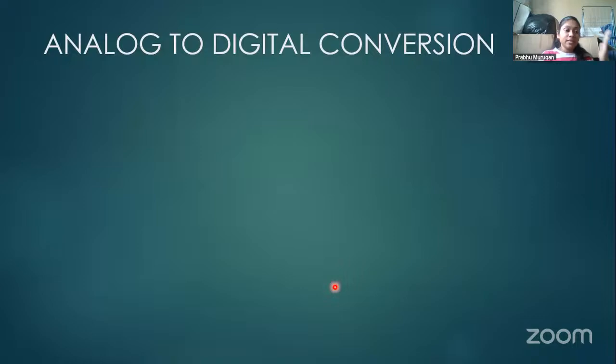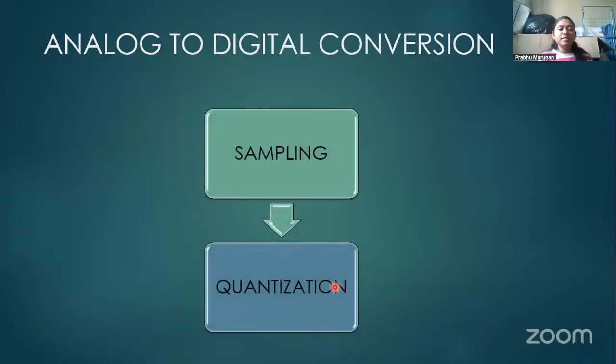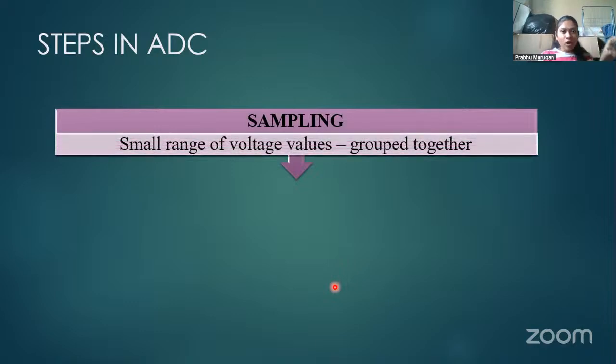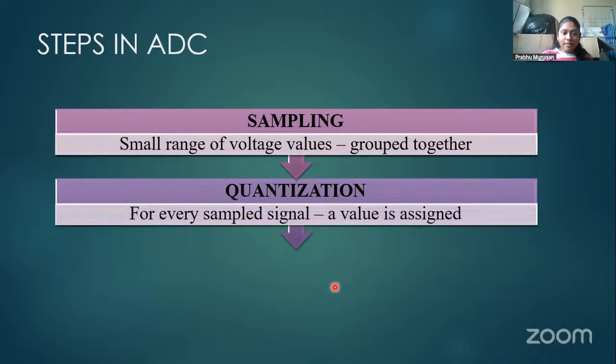So this analog to digital conversion takes place in two main steps. First thing is sampling, second thing is quantization. Sampling means we saw small amounts of voltages. All the small voltage signals will be grouped together. That is sampling. You're clumping everything. Second thing is quantization. Each of these groups is going to be numbered. Each group or sampled signal is going to be given a value.